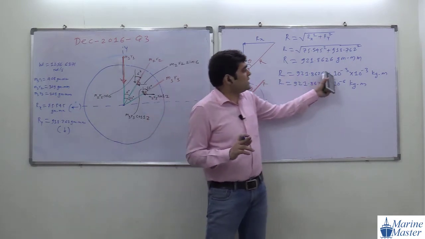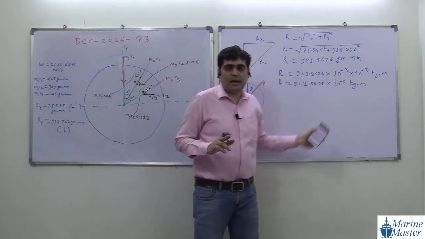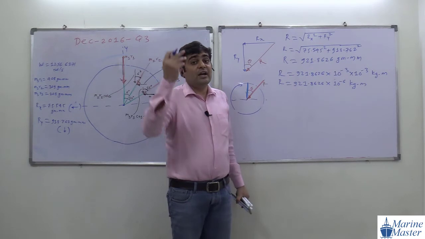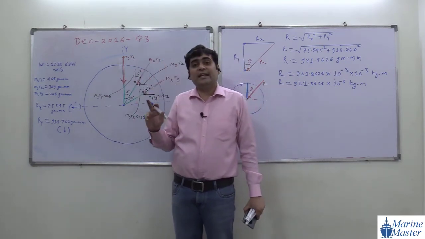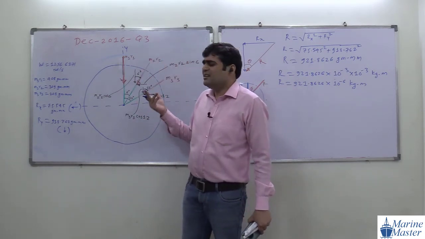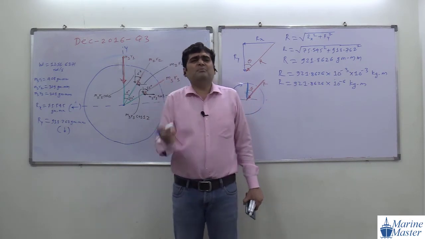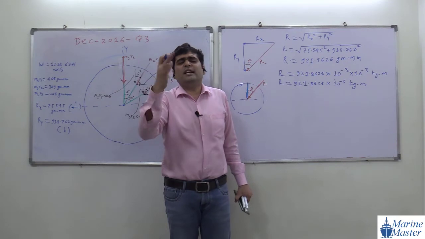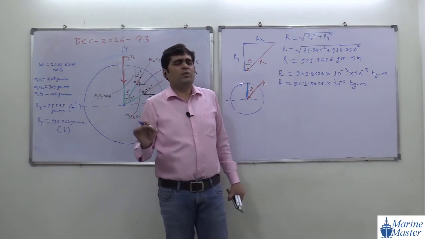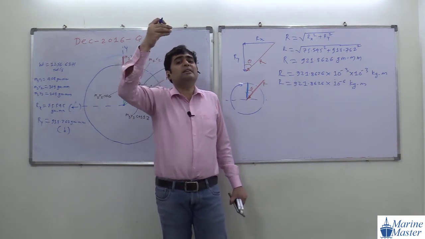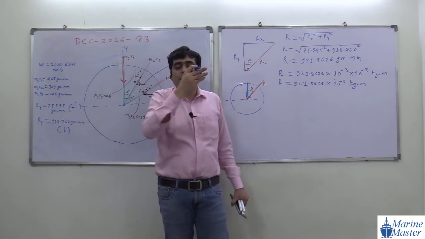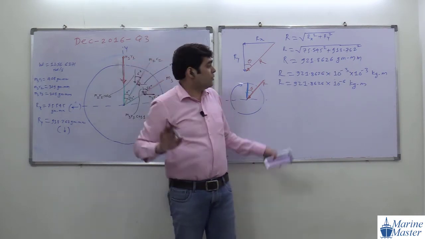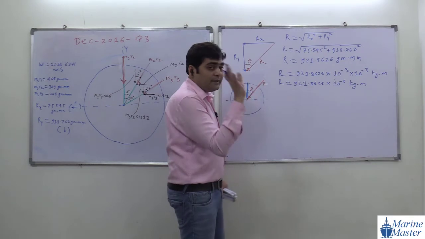Okay, why did we get this conversion? How is this conversion happening? And why did we not do it initially? Because if we had done it initially, things would become very difficult. Each and every term would carry 10 raised to the power minus 6, which is very difficult for calculation. So for making things simple, we converted gram mm into kg meter only at the end. Okay, now we got R.